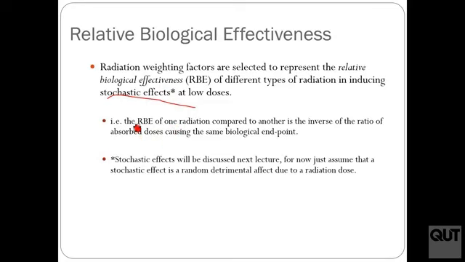The relative biological effectiveness of one radiation compared to another is the inverse of the ratio of absorbed doses causing the same biological endpoint. So if you want to do the same amount of damage to a cell, or to, say, two identical cells with different types of radiation, how much do you have to increase the dose from one type of radiation to cause the same effect as the other?